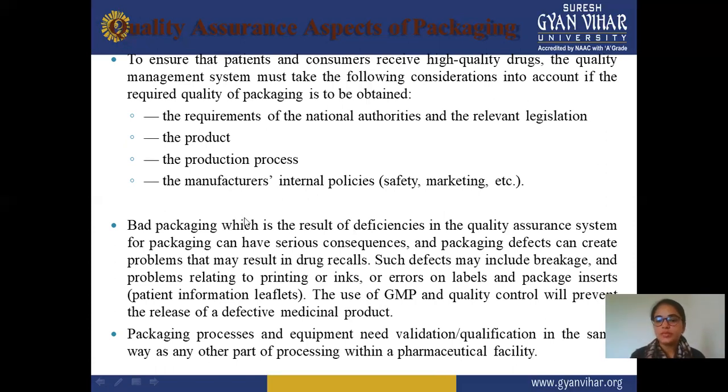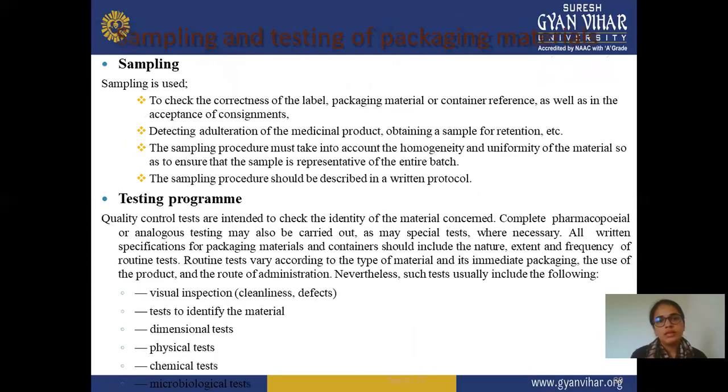Next is the packaging process. Equipment needs validation and qualification, the same way as any other part of the processing within a pharmaceutical facility. Next is sampling and testing. Sampling is used to check the correctness of the label, packaging material, container, reference, as well as acceptance by the consumer, detecting alteration of the medicinal product sample and deterioration. The sampling procedure must take into account the homogeneity of the material, and assure the sample is representative of the entire batch.